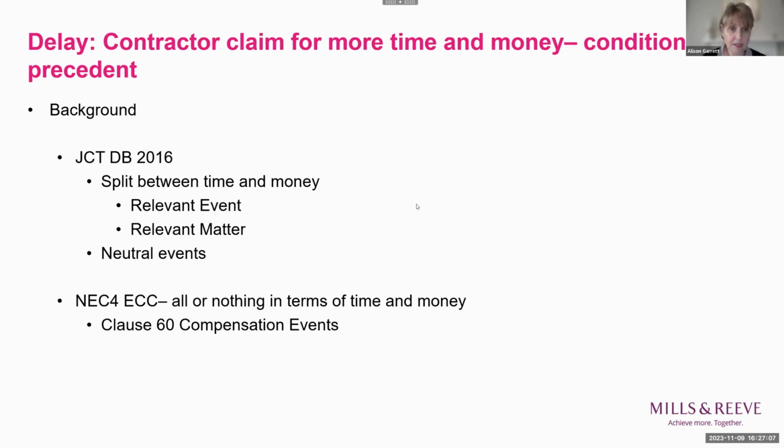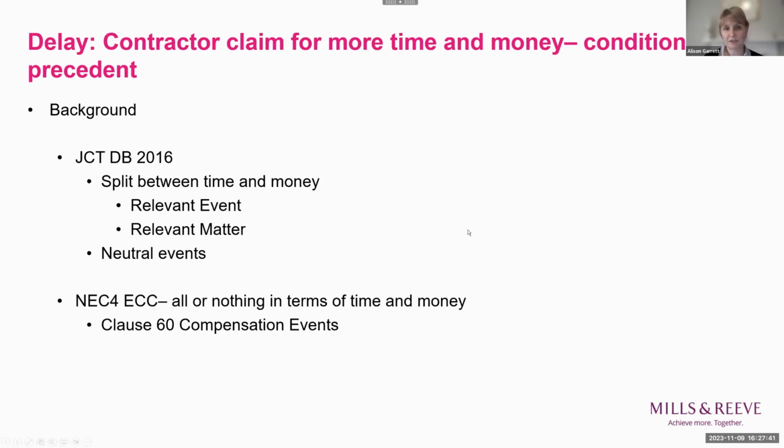JCT Design and Build and other JCTs split claims for delay into time and money. So you claim time separately from money. If you, as a contractor, want to claim extra time, then you have to show that there has been a relevant event which has delayed the date for completion of the works. The relevant events are set out at section 2 of the Design and Build form of contract, and I think there are 14 of them in total.